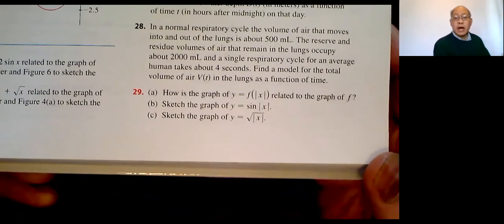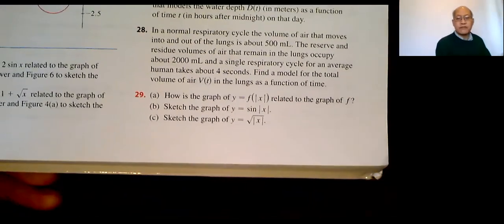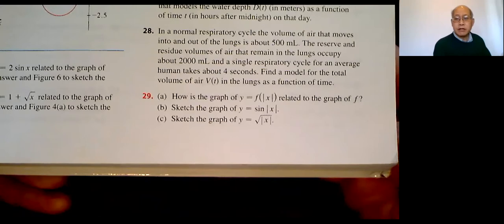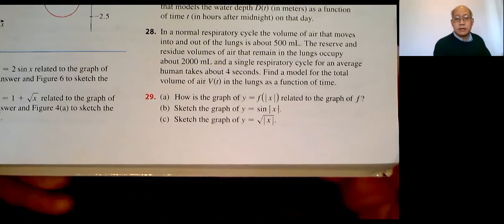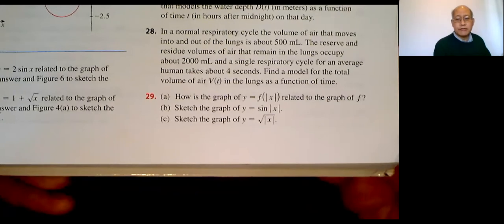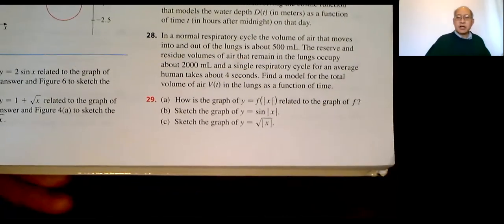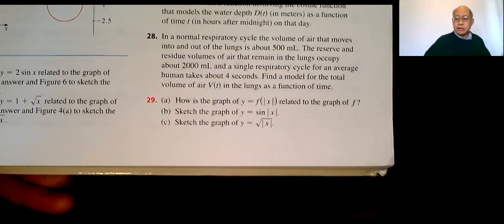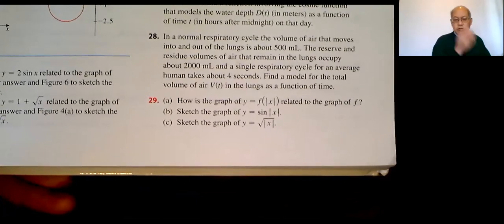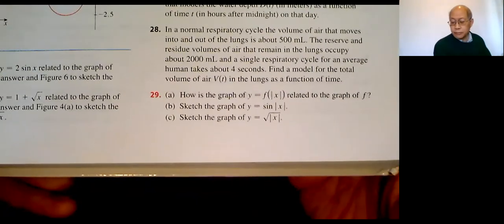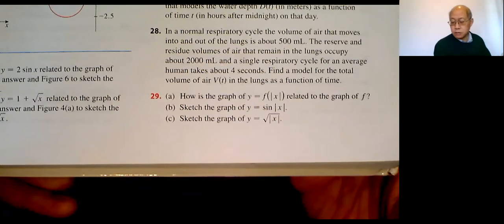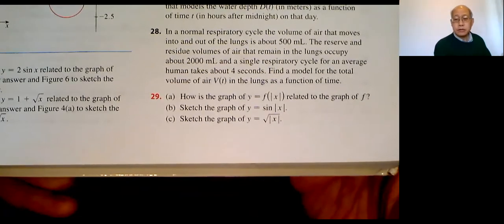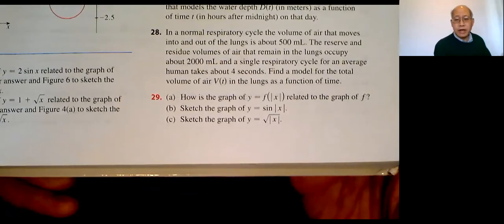Okay. How is the graph of y equals f of absolute value of x related to the graph of f? Sketch the graph of sine absolute value of x. Sketch the graph of y equals square root of absolute value of x. Okay, I'm actually not going to do A first. I'll do B and C first, and then come back to A. So sine absolute x, y equals square root of absolute value of x.